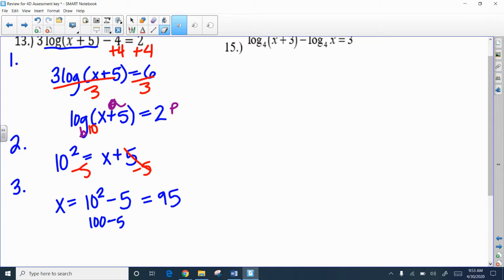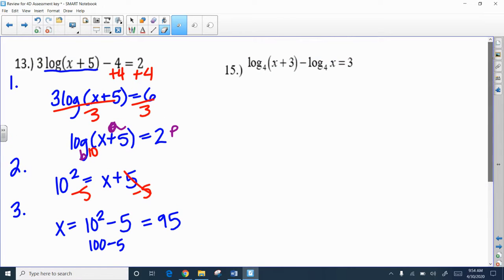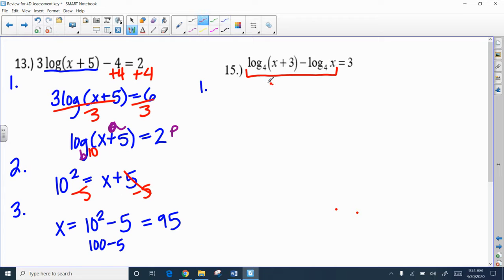All right. We got one more problem to do. Now this one is a little more challenging because as you can see, it's got 2 logarithms. So we still have to do step 1, which is to isolate. But the way we're going to isolate is a little bit different. In order to isolate this into one logarithm, we're going to have to use our properties of logarithms to condense. So that's what we did in 4C.